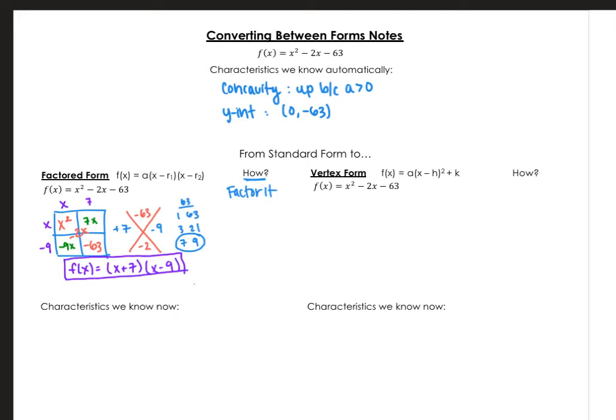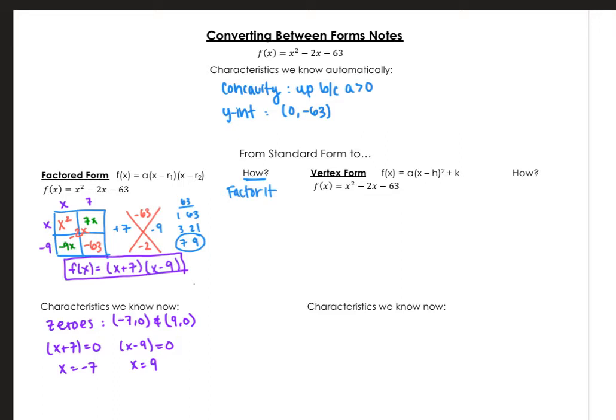Now, based off of that, we can get some additional characteristics. We now know the zeros. And remember, to get the zeros, we use zero product property. We do x plus 7 equal to 0, and x minus 9 is equal to 0. So in this case, x equals negative 7 and x equals positive 9. So my zeros are going to be (negative 7, 0) and (9, 0).